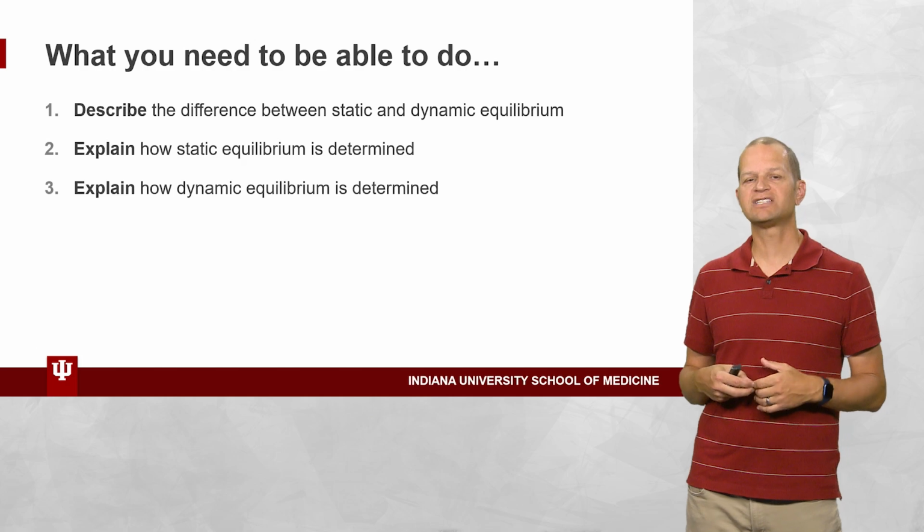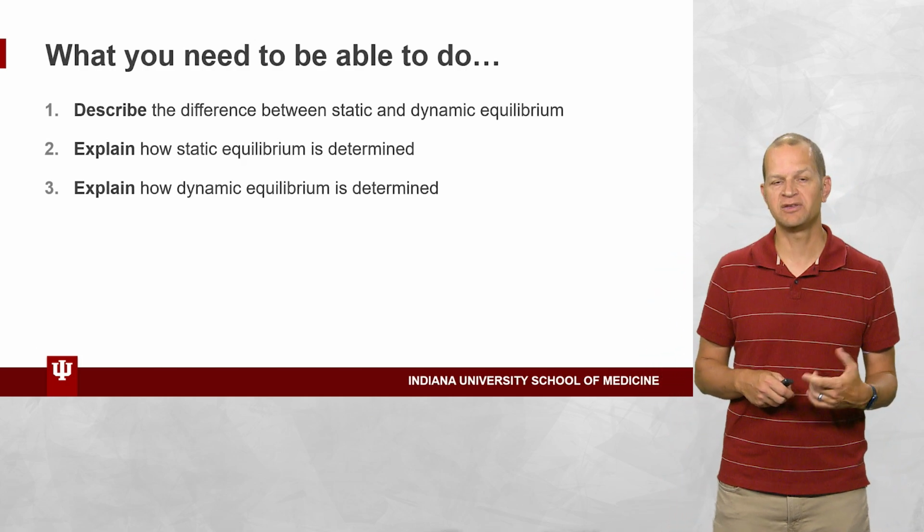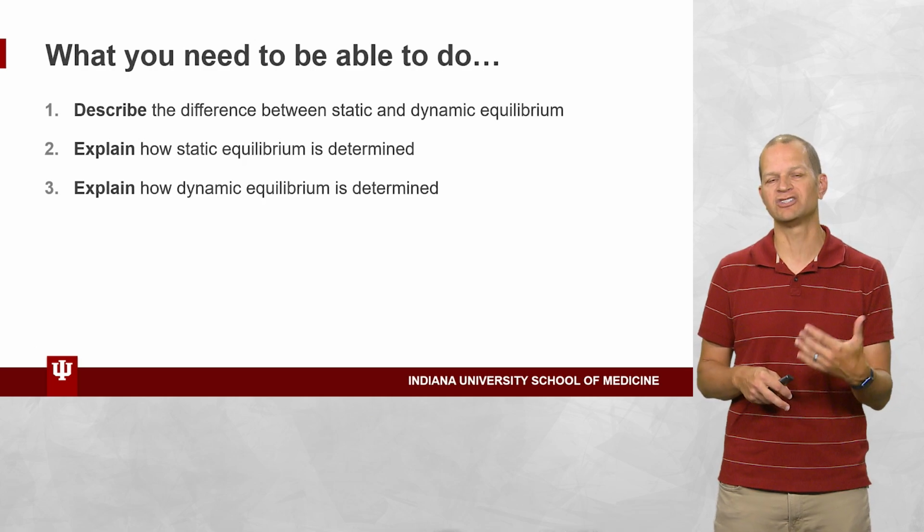And so with that, can you do these three things? Can you describe the difference between dynamic and static equilibrium? Can you explain how each of these is determined or interpreted by your brain?